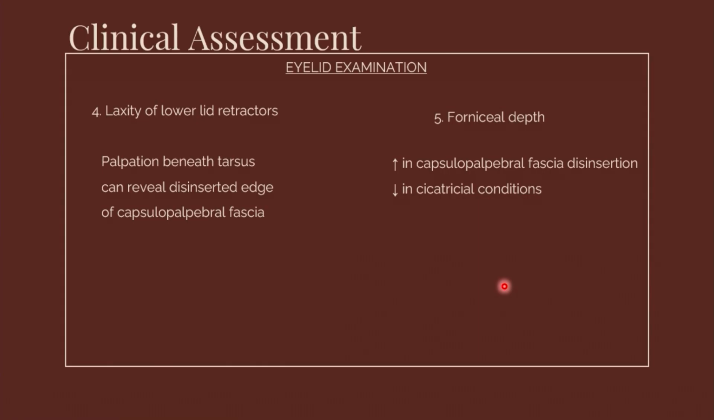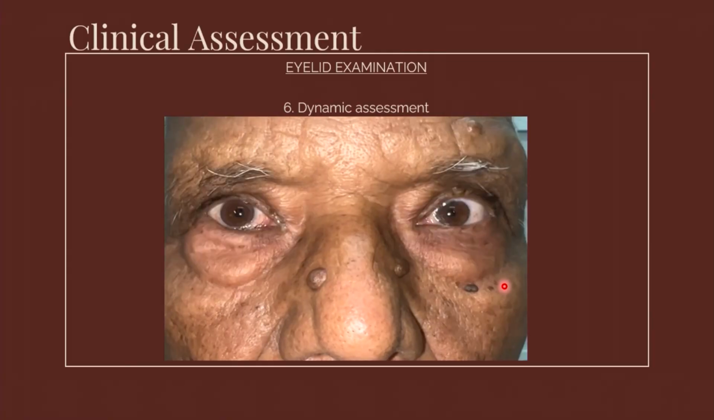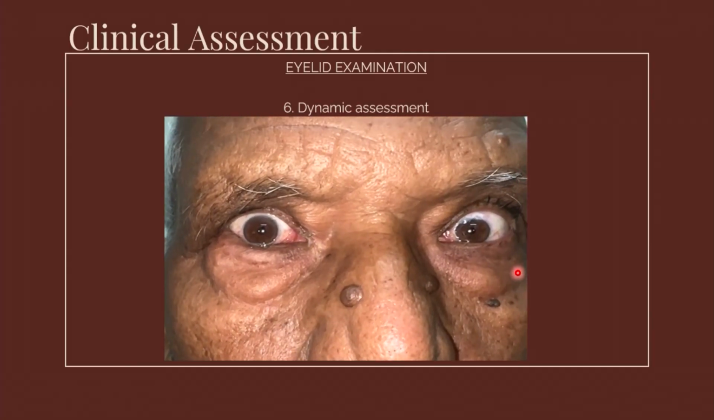Then we have how we check the laxity of lower lid retractors. We palpate beneath the inferior tarsus, and it can reveal a disinserted edge of the capsulopalpebral fascia. We also assess the fornicial depth, which is increased in case of lower lid retractor disinsertion, and decreased in cicatricial conditions. Finally, we have the dynamic assessment, where we ask the patient to close his lids tightly, and we look for any overriding of the orbicularis.